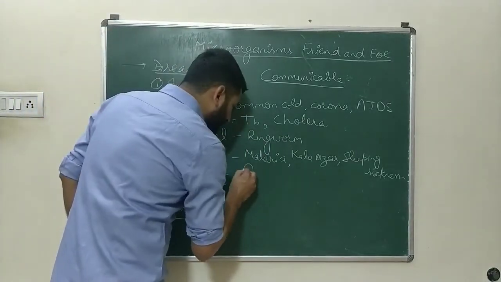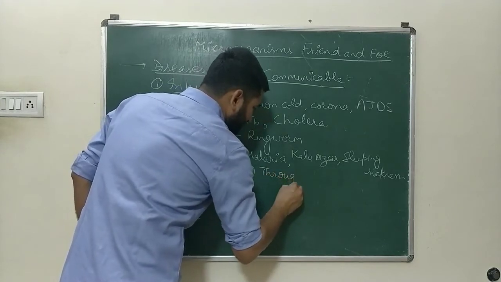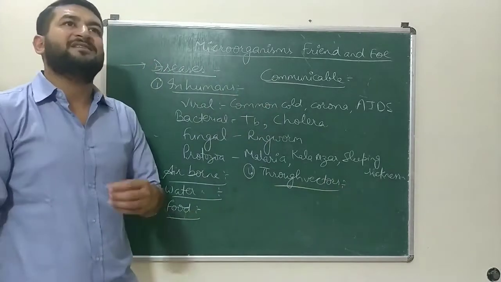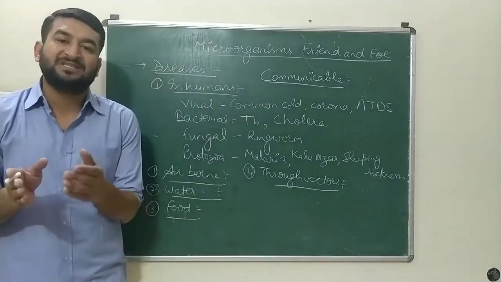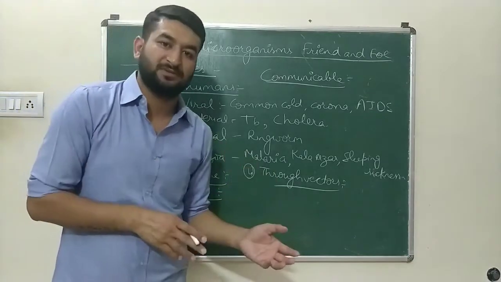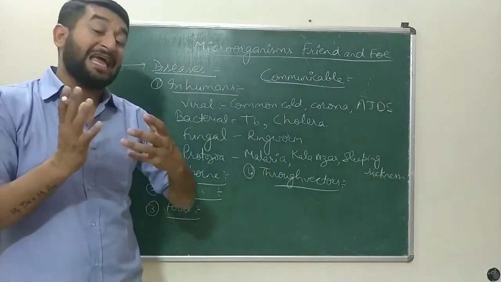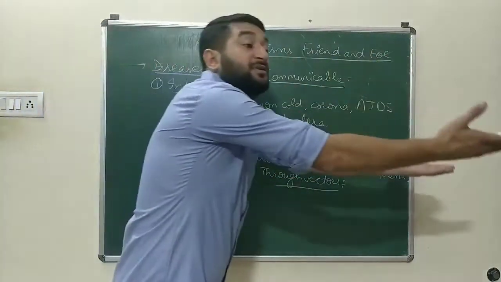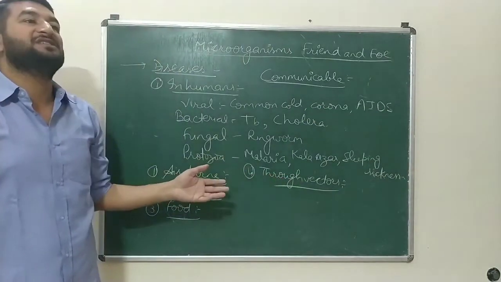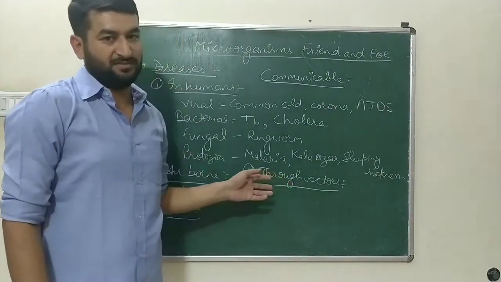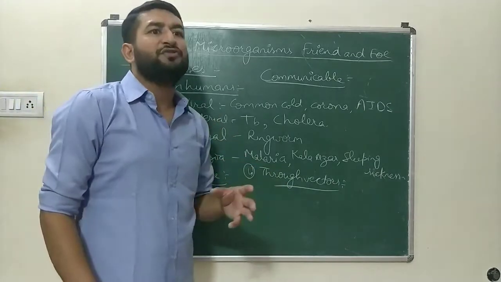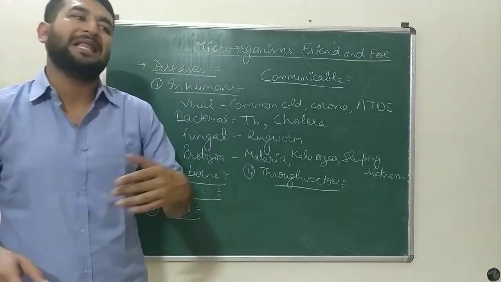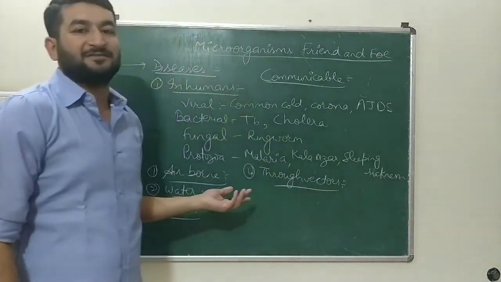Next, fourth, through vectors. First, we'll discuss what vectors are. Vectors are living organisms which spread a disease from a patient to a healthy person, acting as a carrier of the disease. Those kinds of diseases are known as vector-borne diseases. Vectors are living organisms which spread a causative agent, a pathogen, from a patient to a healthy person.